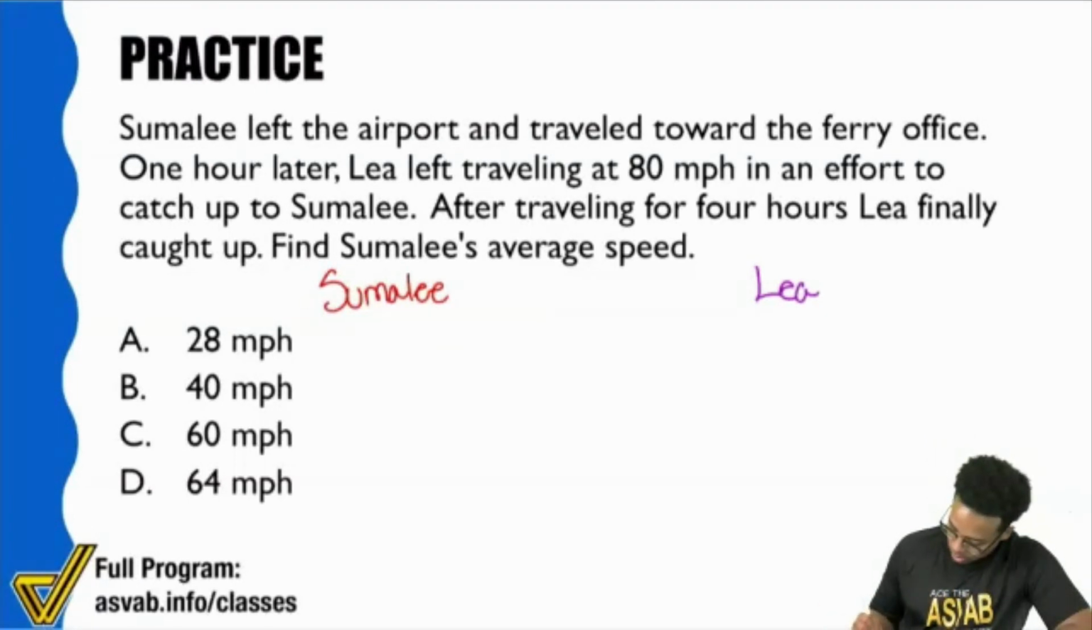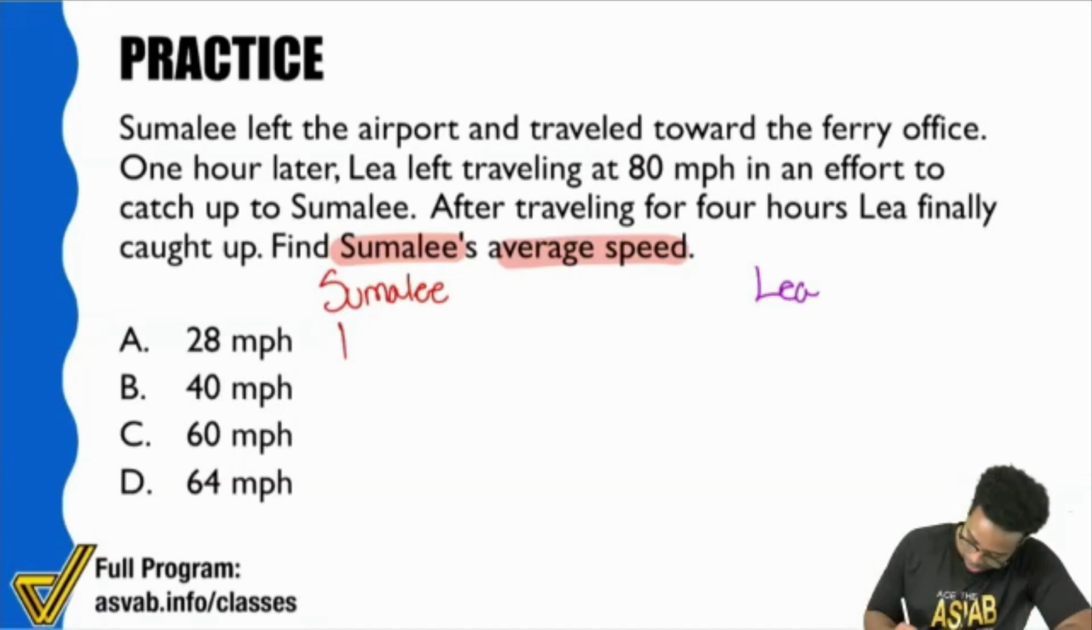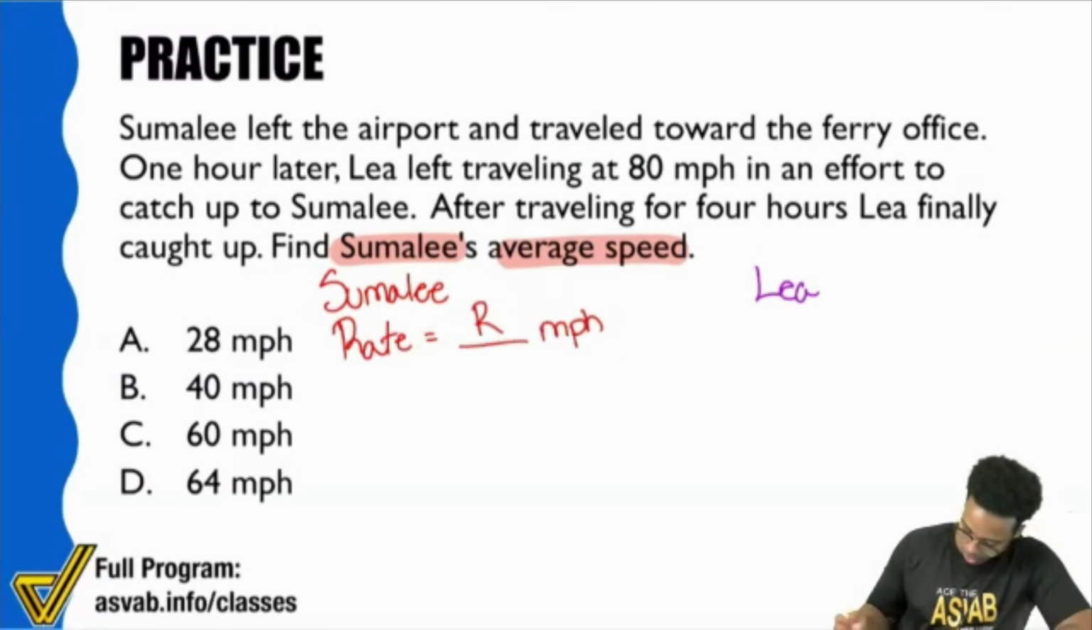So with that said, let's take the information down. We want Suma Lee's average speed. So everybody, that's the same thing as saying Suma Lee's rate. That's what we want, blank miles per hour. I'm just going to put R for rate. Up next, what else do we have? It says Suma Lee left the airport, went toward the ferry. Here it says 1 hour later, Leah left traveling 80 miles an hour. So look right here, Leah, her rate is 80 miles an hour.